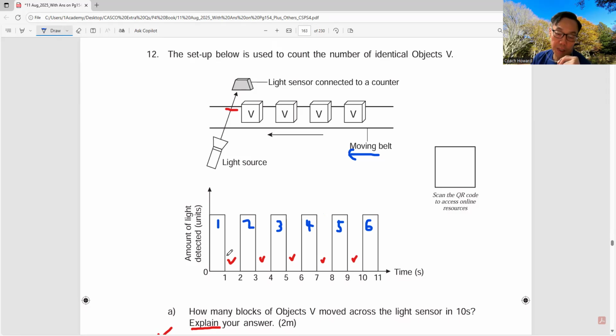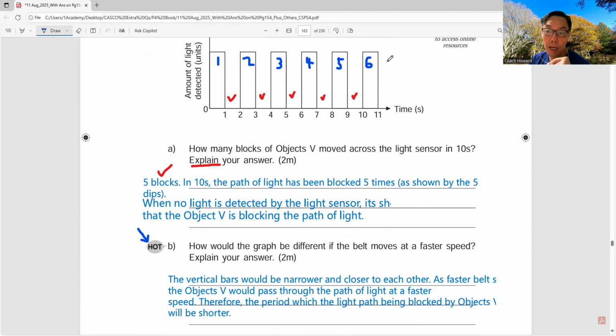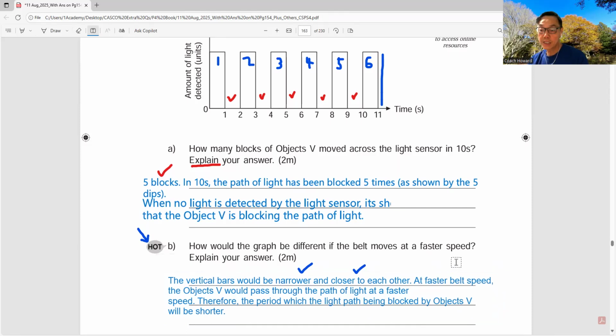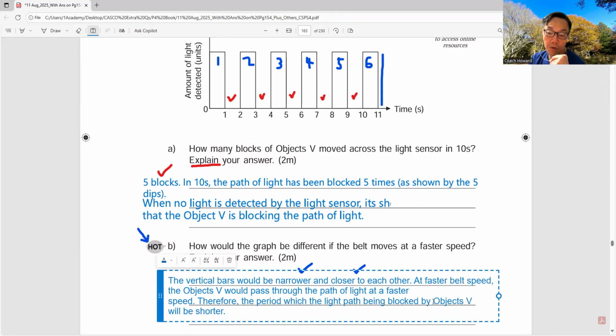So how do you explain in terms of words? This is how you explain. The vertical bars would be narrower and closer to each other. So there are two qualities being mentioned: narrower and closer to each other. At a faster belt speed, object V would pass through the path of light at a faster speed. Therefore, the period which the light path is blocked by object V will be shorter.